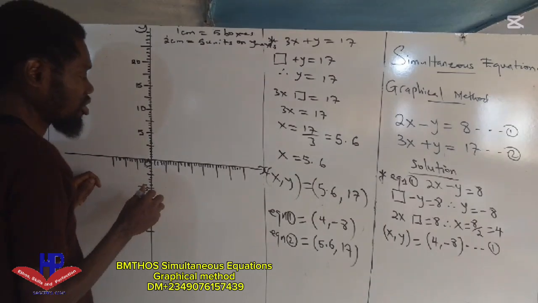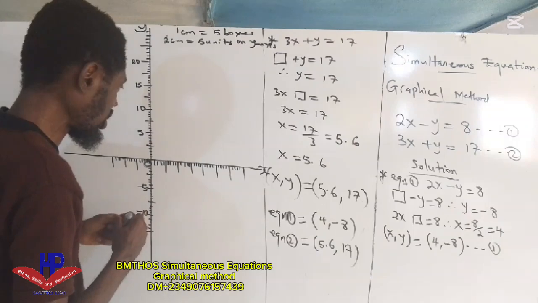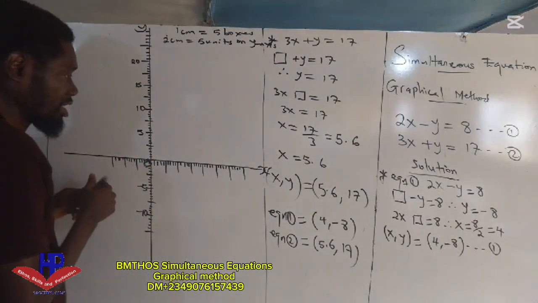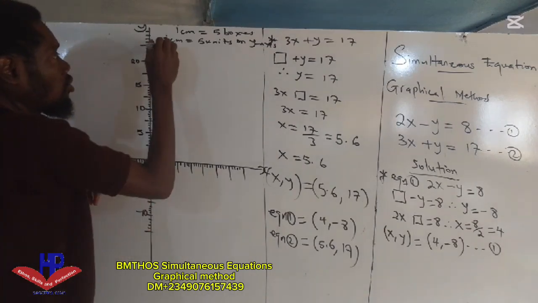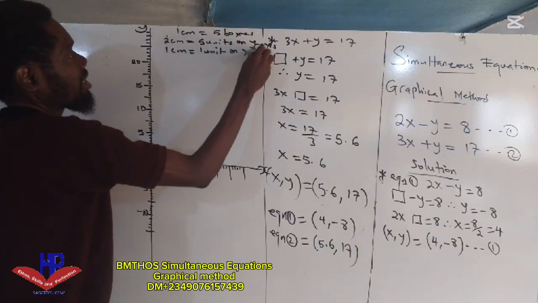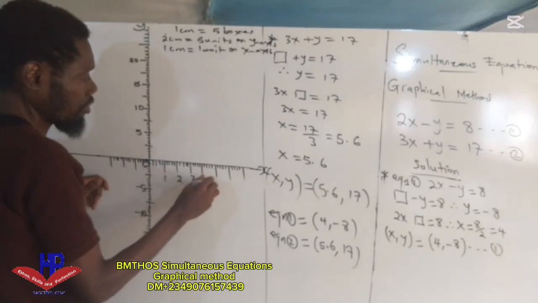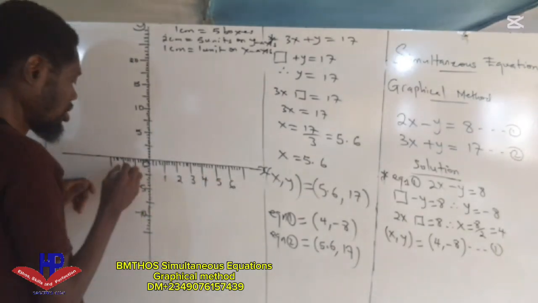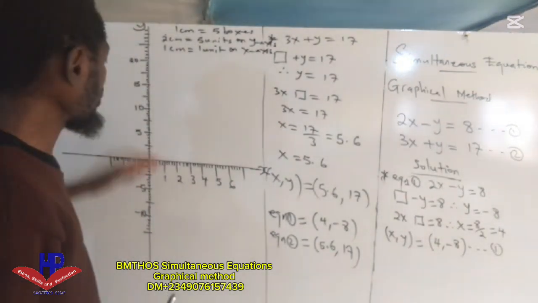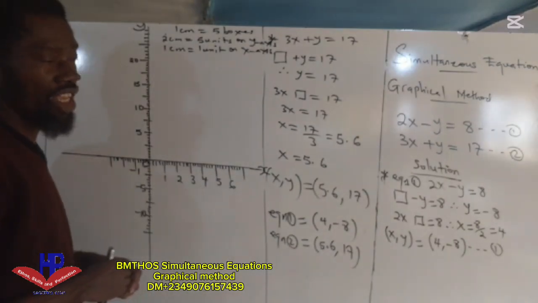Then for x-axis, 1, 2, 3, 4, 5, 6, 7. The highest positive number for x-axis is 5.6, and there's no negative value for x-axis. So I can just use the scale of 1 centimeter is equal to 1 unit on x-axis. That is 1 centimeter will be 1, 2, 3, 4, 5, 6. There's no negative number for x anyway. Now, after having this done, we want to draw the lines of each of the equations.